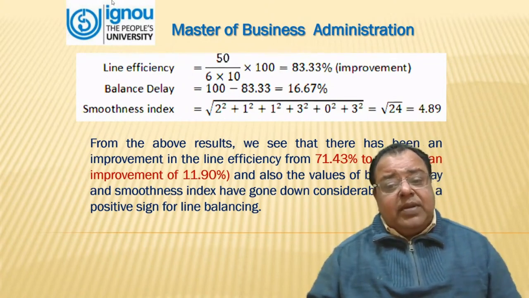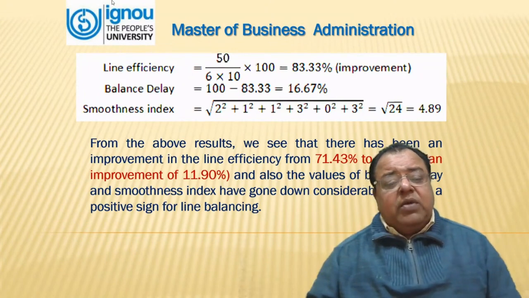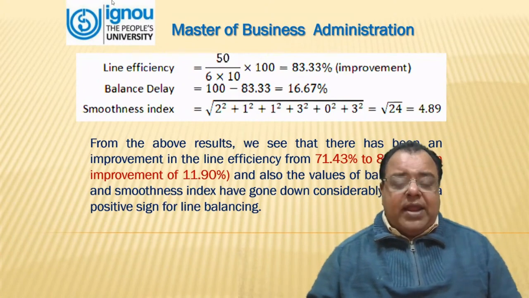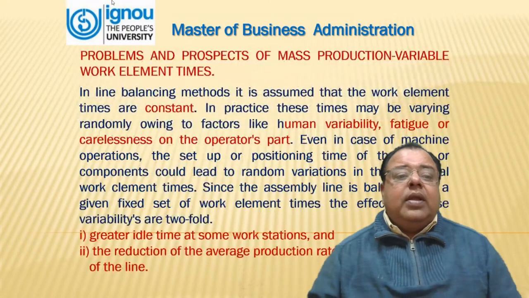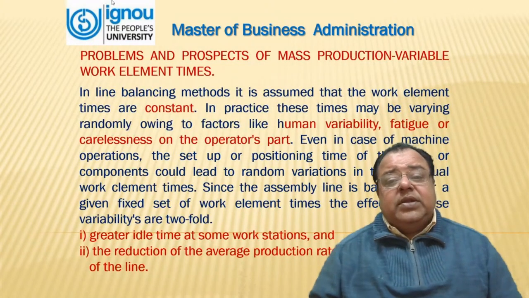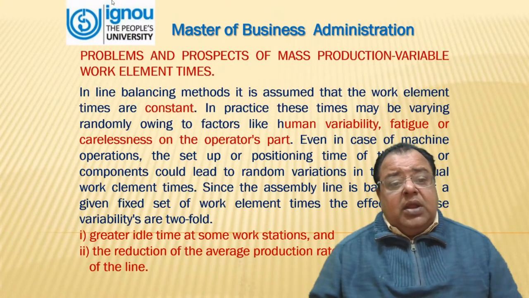From the above results, we have seen that there has been an improvement in the line efficiency from 71.43 to 83.3, an improvement of almost 11.9%. And also the values of balance delay and smoothness index have gone down considerably, which is a positive sign for line balancing.